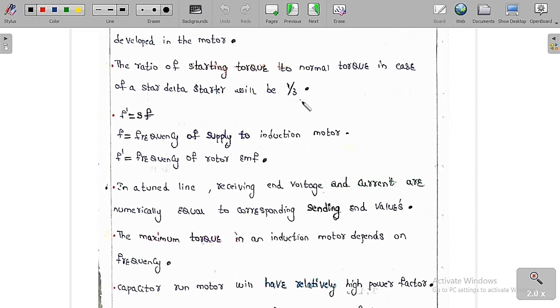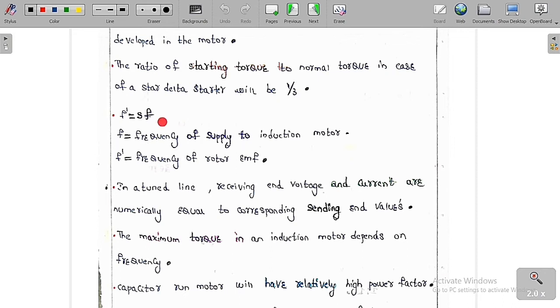But star delta means initially we are going to assume it as a star connection, and then later we are going to convert it into the delta fashion. So initially the stator is connected in star fashion, and later it is connected in delta fashion. This is the important point that you always have to keep remembering. So always the starting torque in the star delta starter is equal to 1 by 3 times the starting torque of the BOL, or direct online, or we can say normal. Similarly the starting current of the star delta is equal to 1 by 3 times the starting current of the BOL.